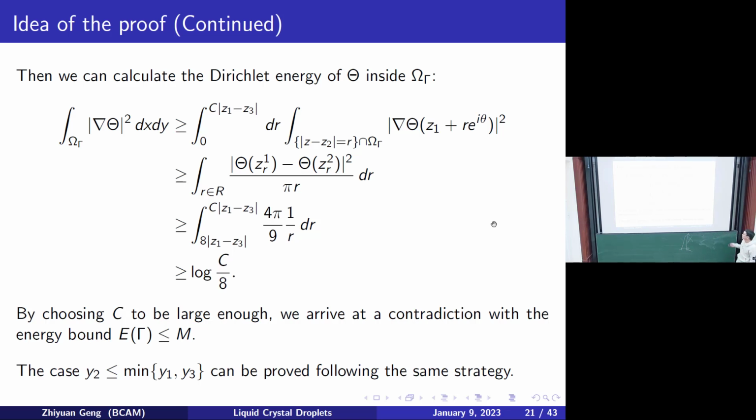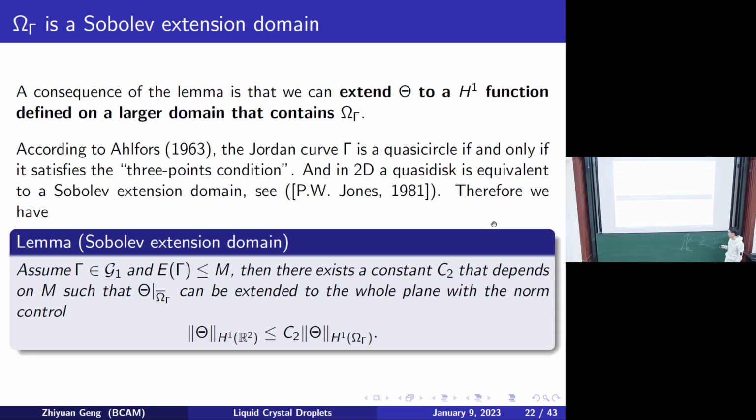So this is a simple idea for the 3-point property. And from this 3-point property we actually get some regularity of this domain omega. The most important thing for this property is that we can extend this theta to not only be defined on this omega, but to be defined on a larger domain. And also we have control of the norm of the theta.